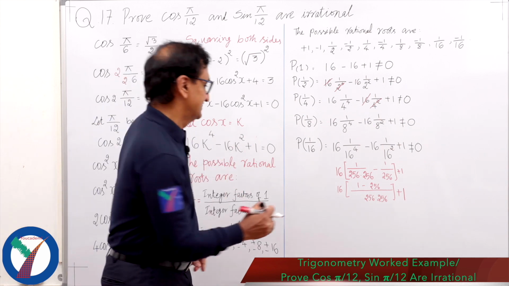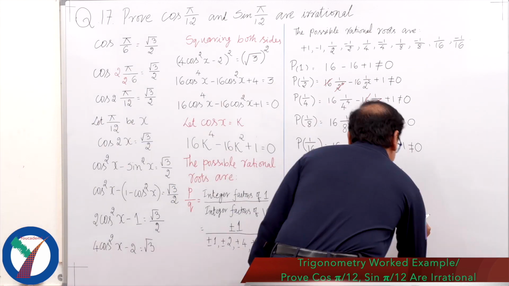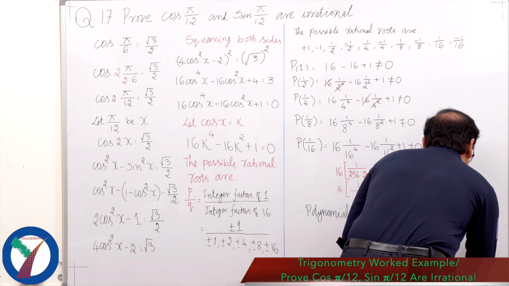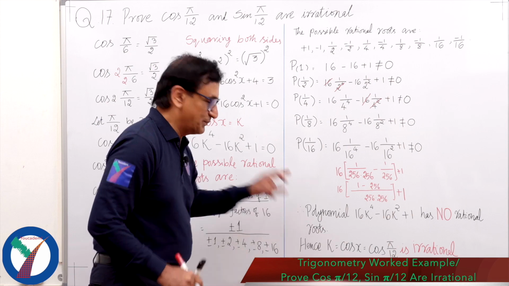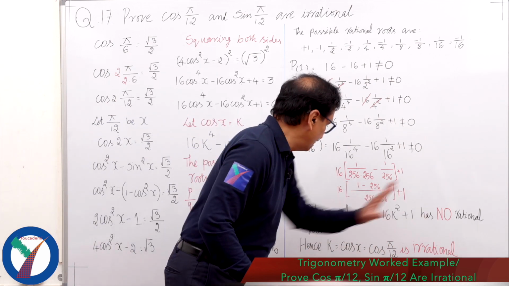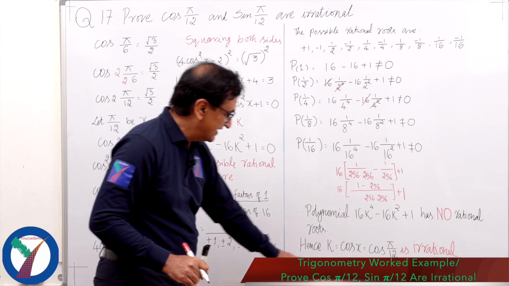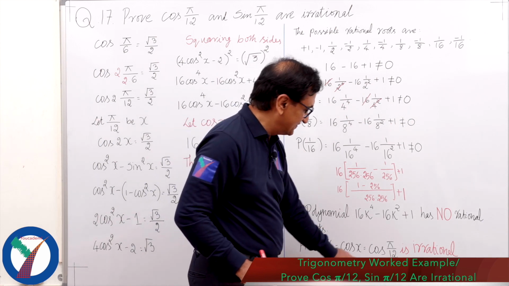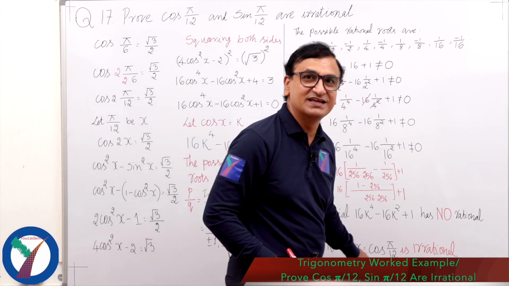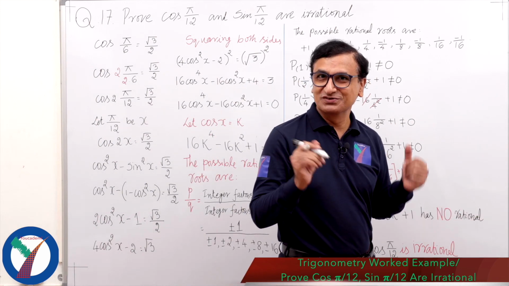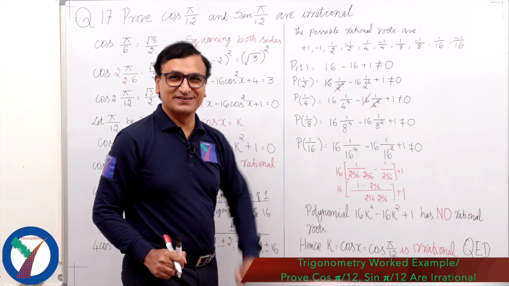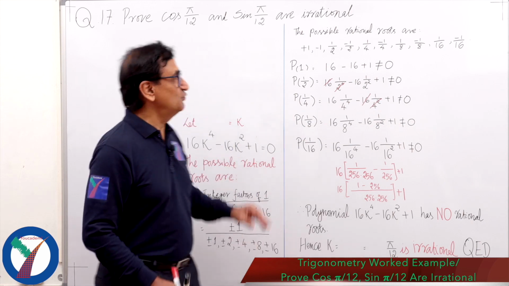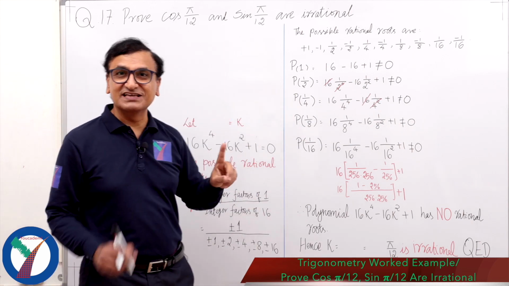What does it mean? So, our polynomial has no rational roots. That means k, which is equal to cos x, which equals cos pi by 12, is irrational. Proved. Let's go to sin pi by 12. Next, let us prove sin pi by 12 is irrational.